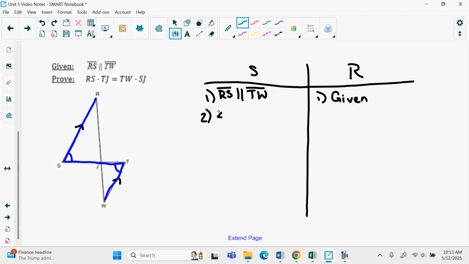So I can say that angle S is congruent to angle T, because lines are parallel if and only if alternate interior angles are congruent. Similarly, I have another Z shape happening up here. And so in the same statement even, I can say that angle R is congruent to angle W for the exact same reason.